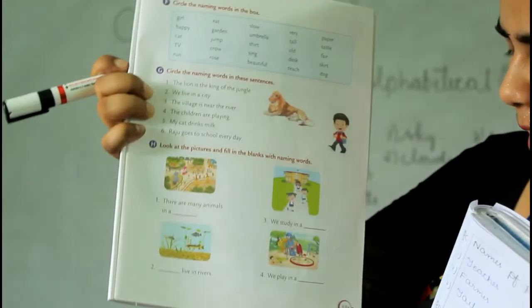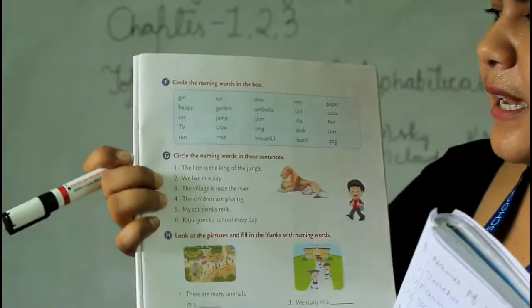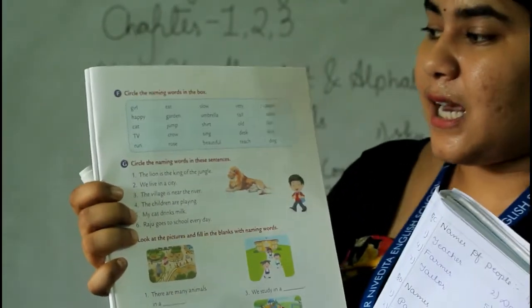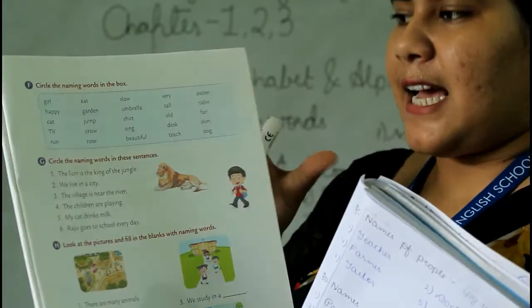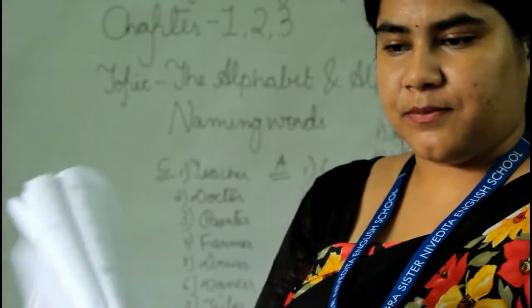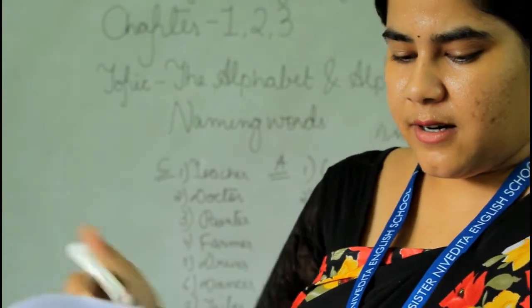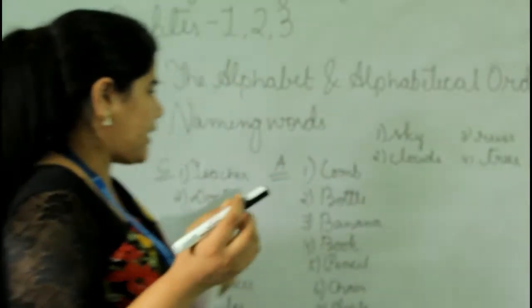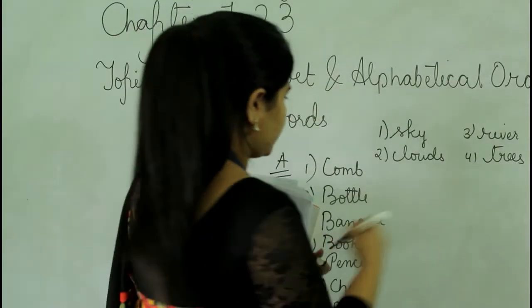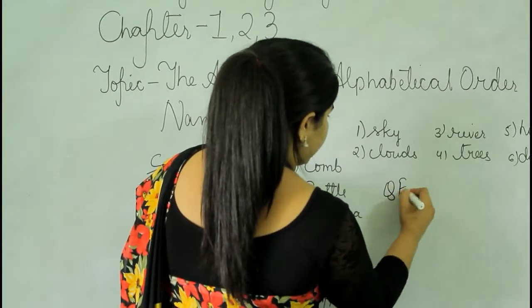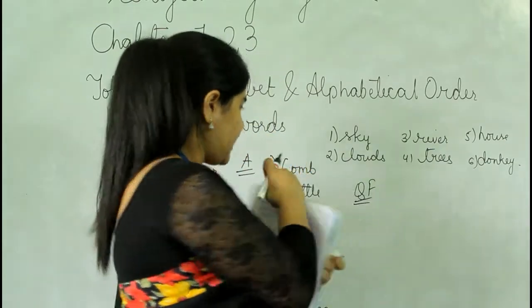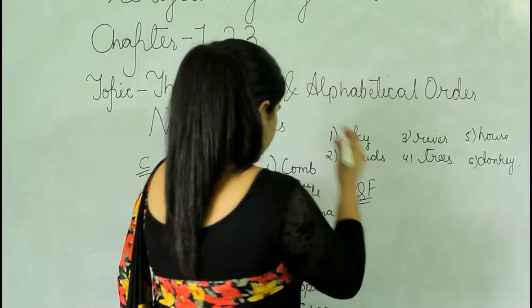Now if you turn the page to page number 19, what you will get? Circle the naming words in the box. Now what are the naming words? We have to find out that one, okay. So what we are going to do is, I'm going to write on the board. Just follow the board, okay. This is question number F of page number 19, alright.